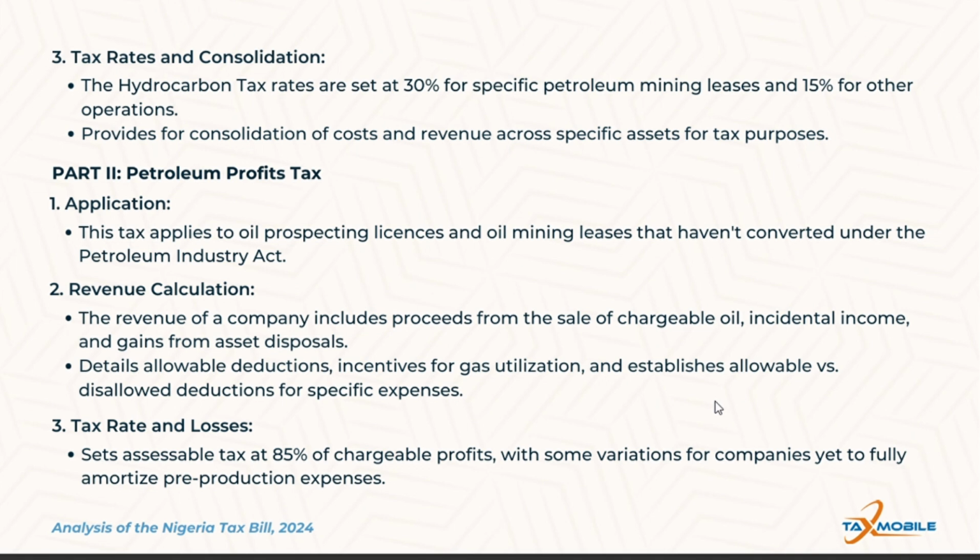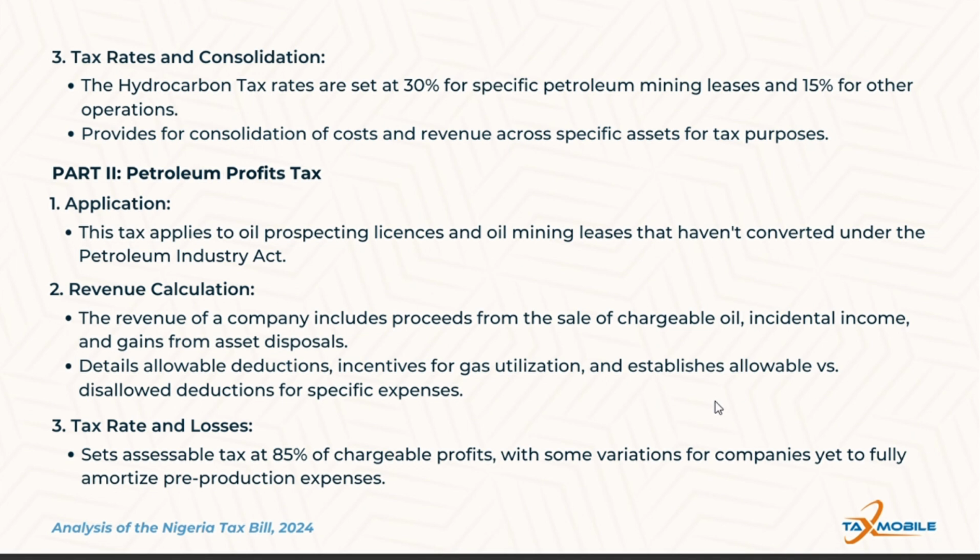Now, let's look at the allowable deductions. The allowable deductions include incentives for gas utilization projects to encourage diversification, and operational expenses directly tied to production. These are the allowable deductions in summary. Now, for disallowed deductions, we have contributions to funds not aligned with tax purposes and costs incurred in unrelated activities. Now, let's look at the tax rates and losses. So, tax rate and treatment of losses.